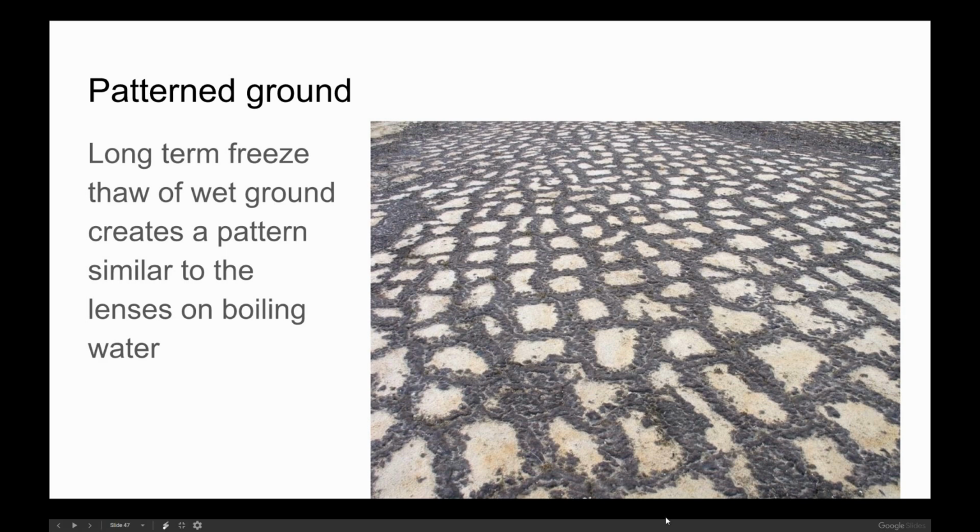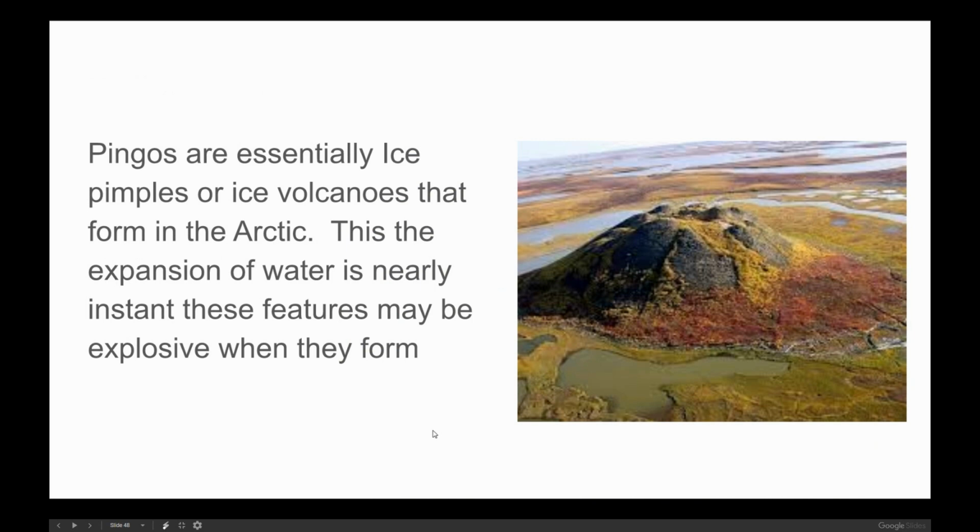In the Arctic, there's another thing called pattern ground, and this is due to a repeated frost heave cycle. And it starts to roll the stones over almost like boiling water. And this is due to saturated ground constantly being subjected to freeze and thaw. And it lifts the heavy rocks up and they gradually collect in these cracks. And it looks very much like the boiling lenses on water. When you boil water, it cups over and it reminds me of a lens on a pair of binoculars.